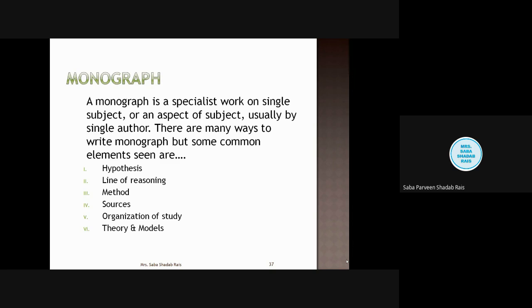The last type is the monograph. See, a monograph is a very special work on a single subject. A single subject is easily a monograph. Is that clear? Usually, this monograph is written by a single author only. The main purpose of a monograph is to present primary research and, in certain cases, the original study.